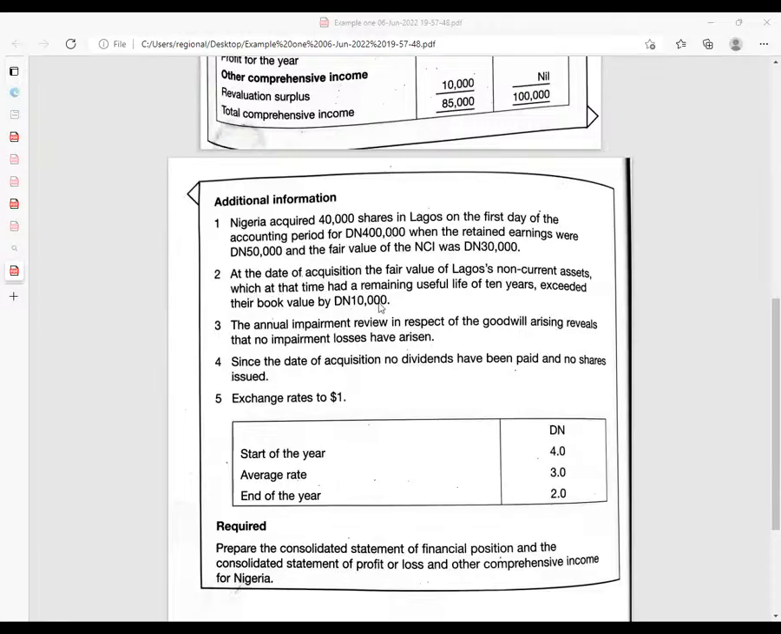At the date of acquisition, the fair value of Lagos' non-current assets, which at that time had a remaining useful life of 10 years, exceeded their book value by DN 10,000. So can somebody advise me in this case? What do you think I shall do here? What shall we do there?